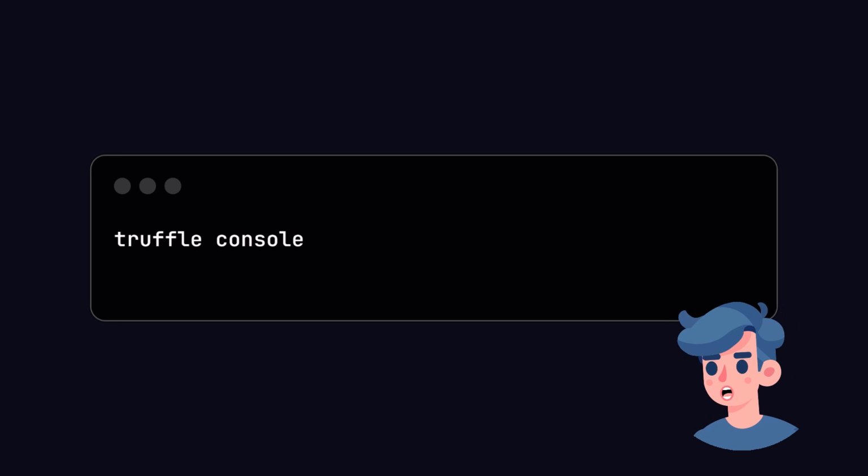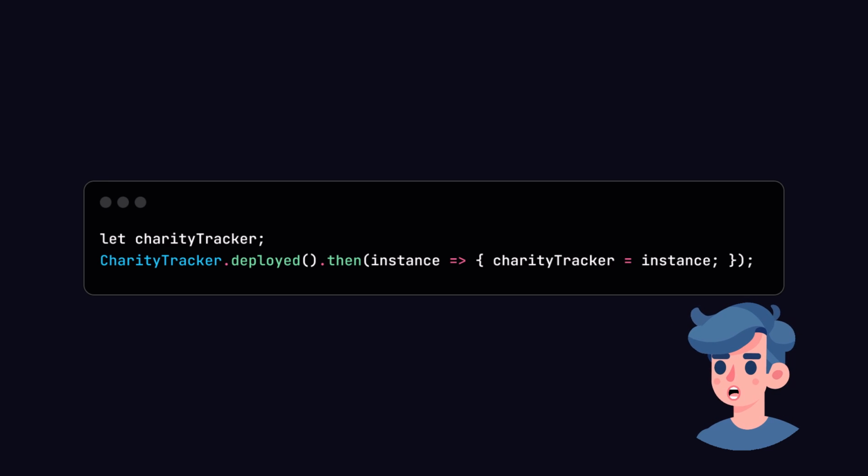Great! Our charity tracker is now deployed. Let's interact with it using Truffle Console. Open it by running the command below. In the console, we can interact with our contract. First, let's get a reference to the deployed contract instance.